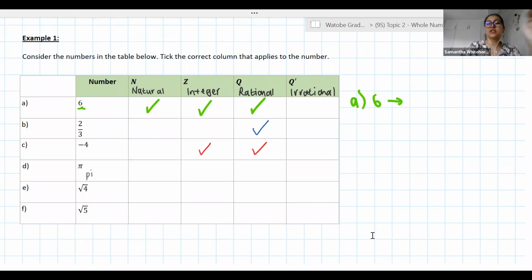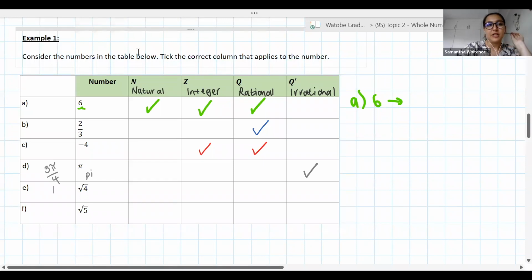Pi is irrational. The second you tick irrational, you can't tick any of the others because irrational is sort of its own group. The second you see pi, irrational. Sometimes, guys, we like to mix it up a bit and maybe say 3 pi or 3 pi over 4 or 3/4 pi. But if you see pi, it is irrational. Okay, anyway. Wonderful. Very, very nice.